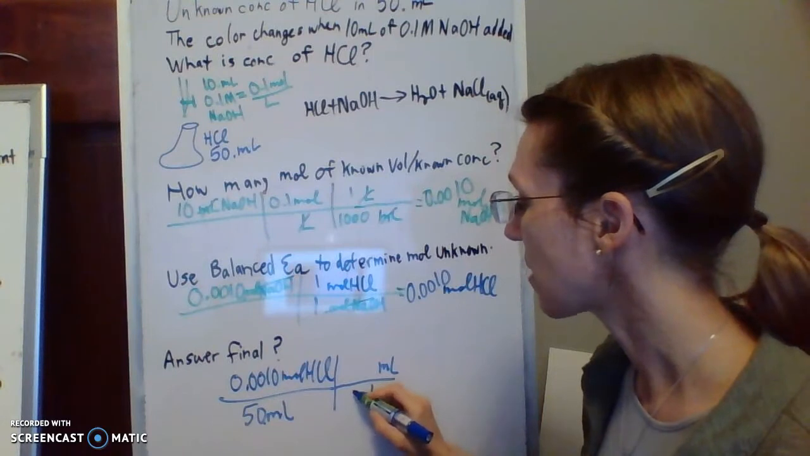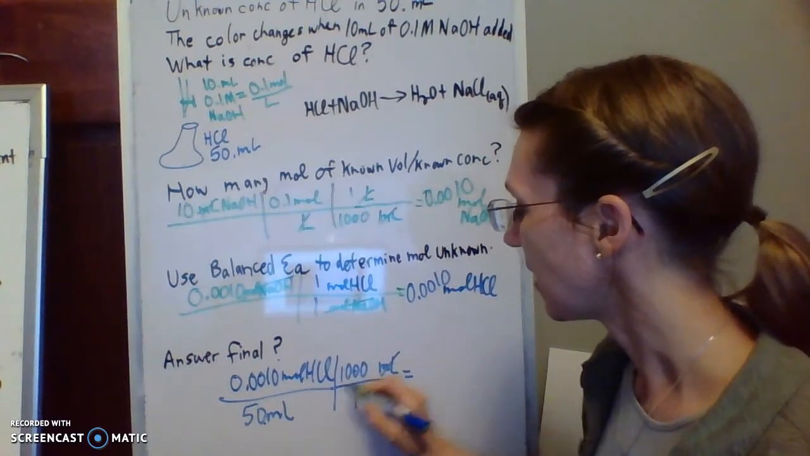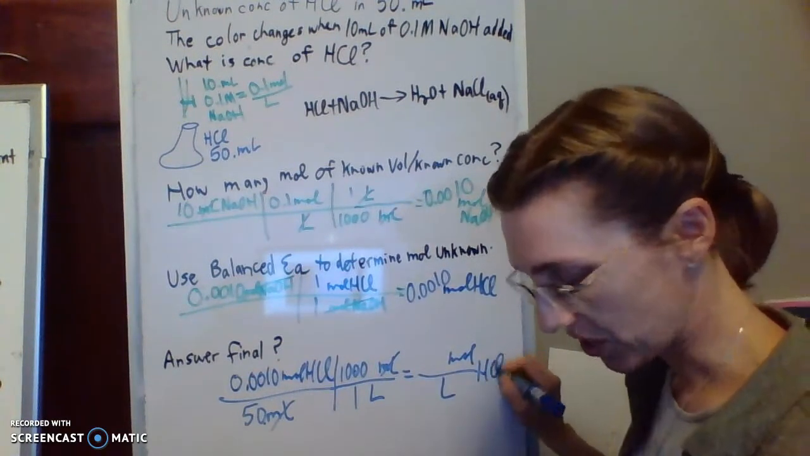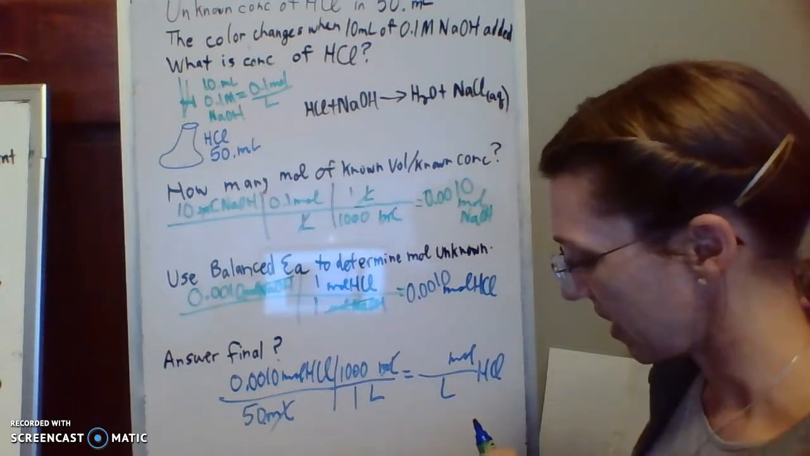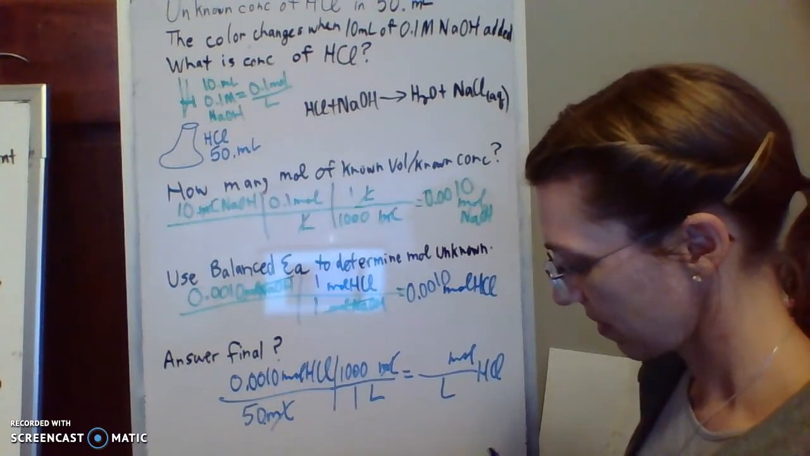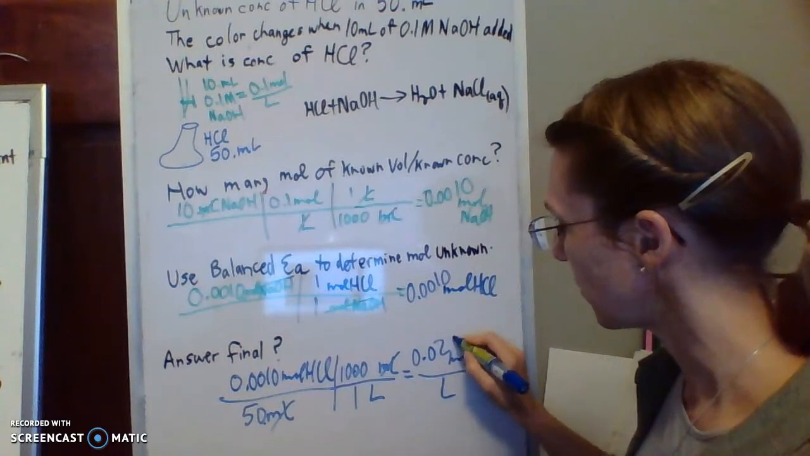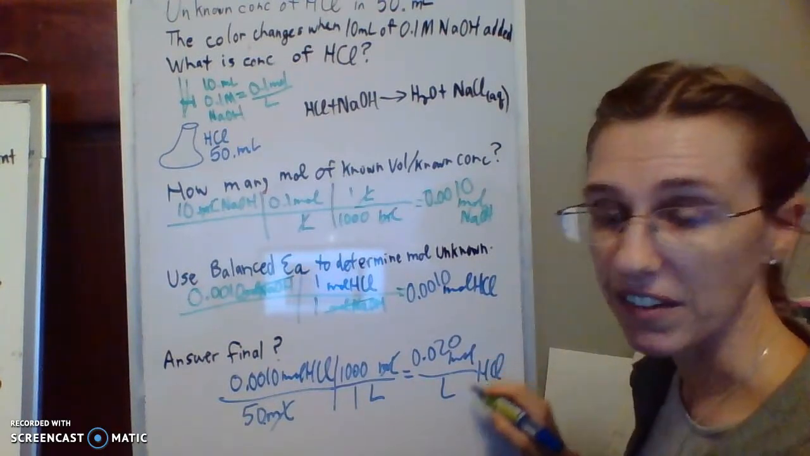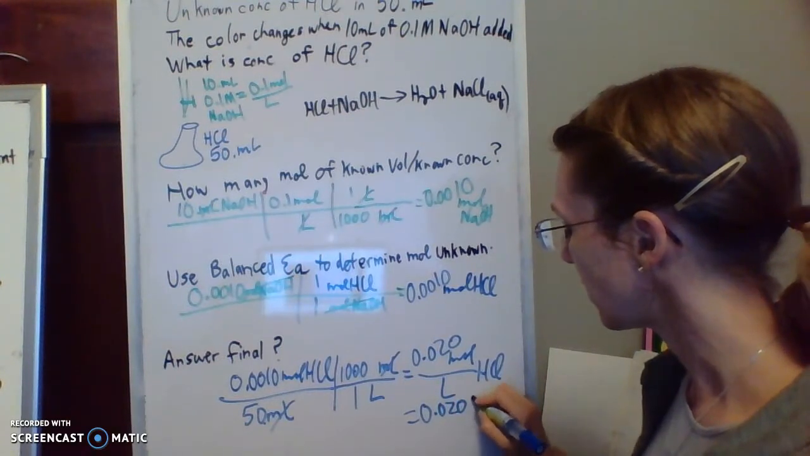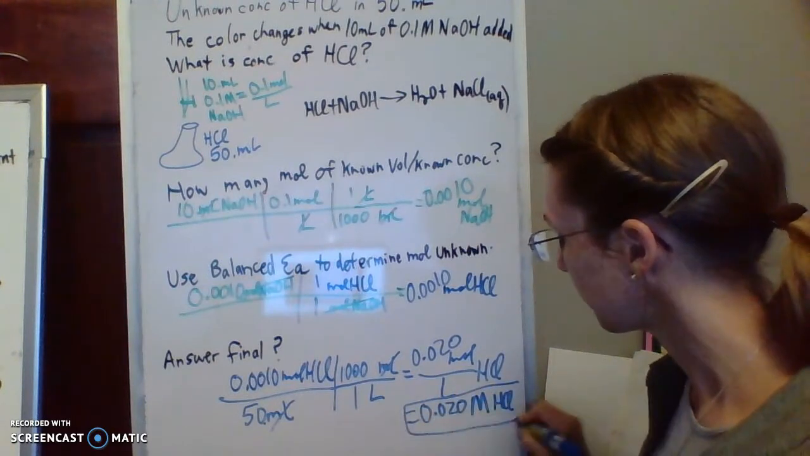Liters is what we want in the bottom. 1 of those guys to 1,000 of those guys. And our units end up being moles per liter of our HCl. And we can go ahead and do this calculation. We ended up with 0.020 moles per liter of HCl. Remember, moles per liter is simply molarity. So there's our concentration.